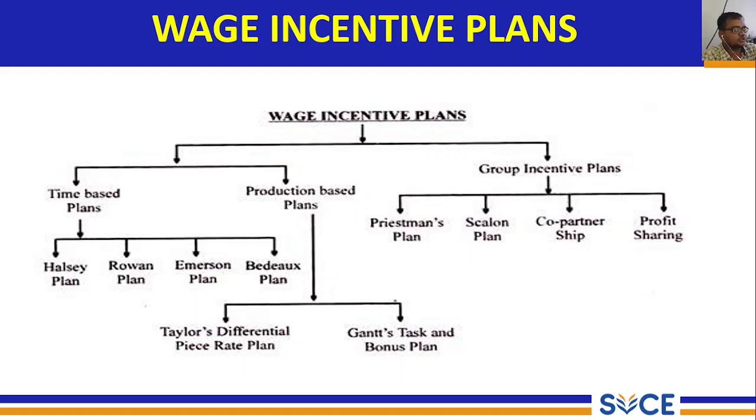And the example which I quoted earlier about Zomato, where the employees were given the opportunity to get the stocks from the share market at a much lesser price. Whereas in a time-based plan, you have Halsey, Rowan, Emerson, and Barth, each unique in their own way. Even though all the plans predominantly focus on providing the employees incentives and wages with respect to the time and not with respect to the output. The next category, production-based plans, is purely based upon the quantity of output produced by the particular employee. So you have two different categories: one is Taylor's differential piece rate, the other one is the Gantt task and bonus plan.